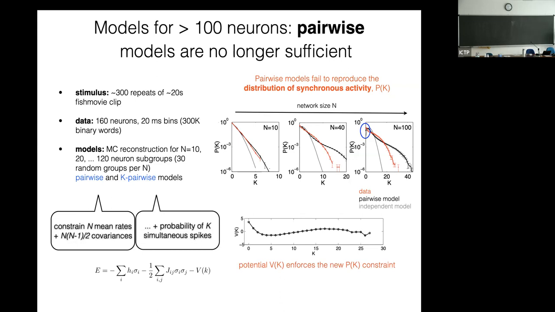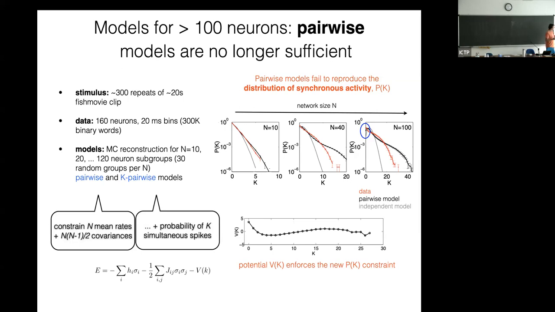This means my MaxEnt model, in addition to fields and couplings, also gets a global potential term, V of K, which again is fitted the same way as H and J. And this is how it looks as a function of K for this particular network. In particular, it has high values for zero, which means it increases the likelihood of silence, because that's what you need to get the data right.